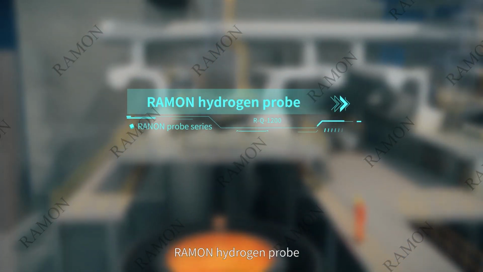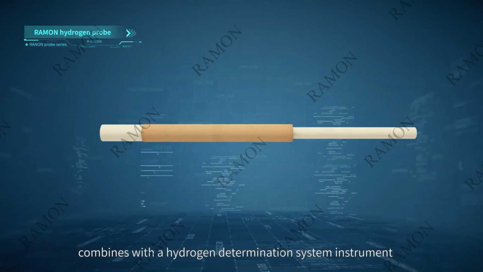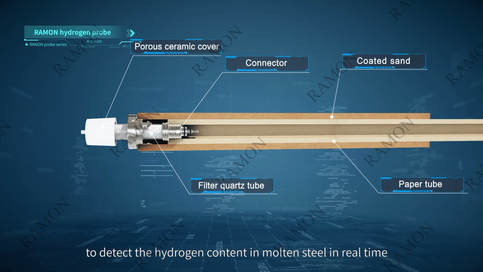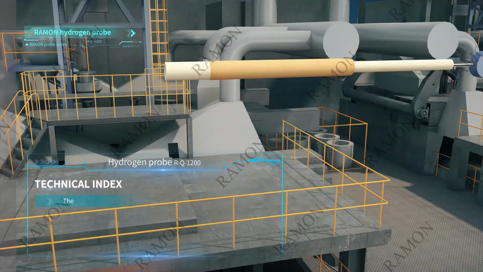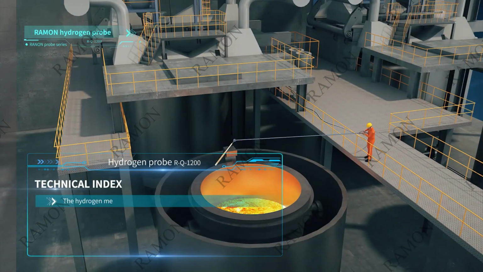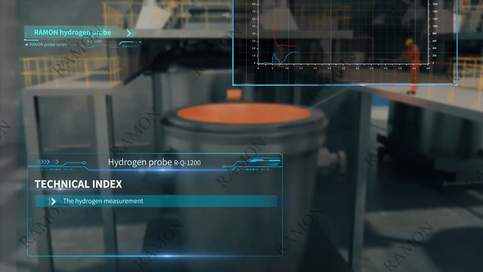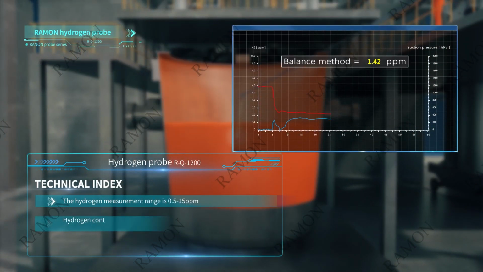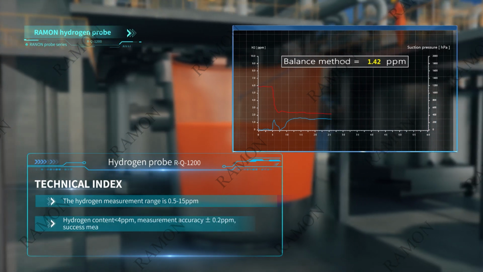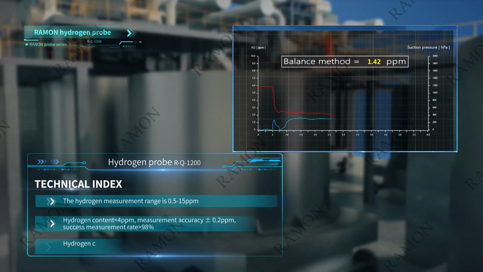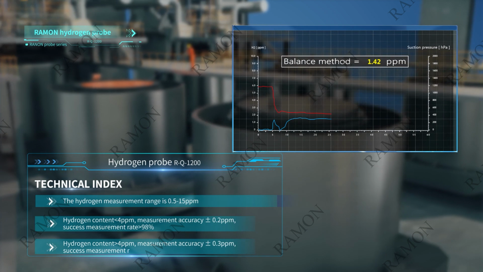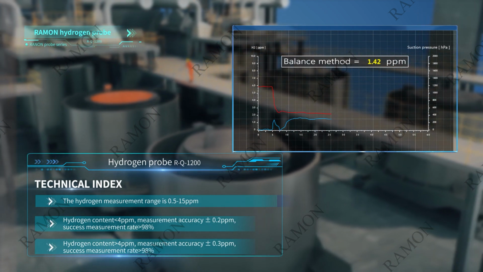Raman hydrogen probe combines with the hydrogen determination system instrument to detect the hydrogen content in molten steel in real time. The hydrogen measurement range is 0.5 to 15 ppm. For hydrogen content less than 4 ppm, measurement accuracy is plus minus 0.2 ppm, and the success measurement rate is larger than 98%. For hydrogen content larger than 4 ppm, measurement accuracy is plus minus 0.3 ppm, and the success measurement rate is larger than 98%.